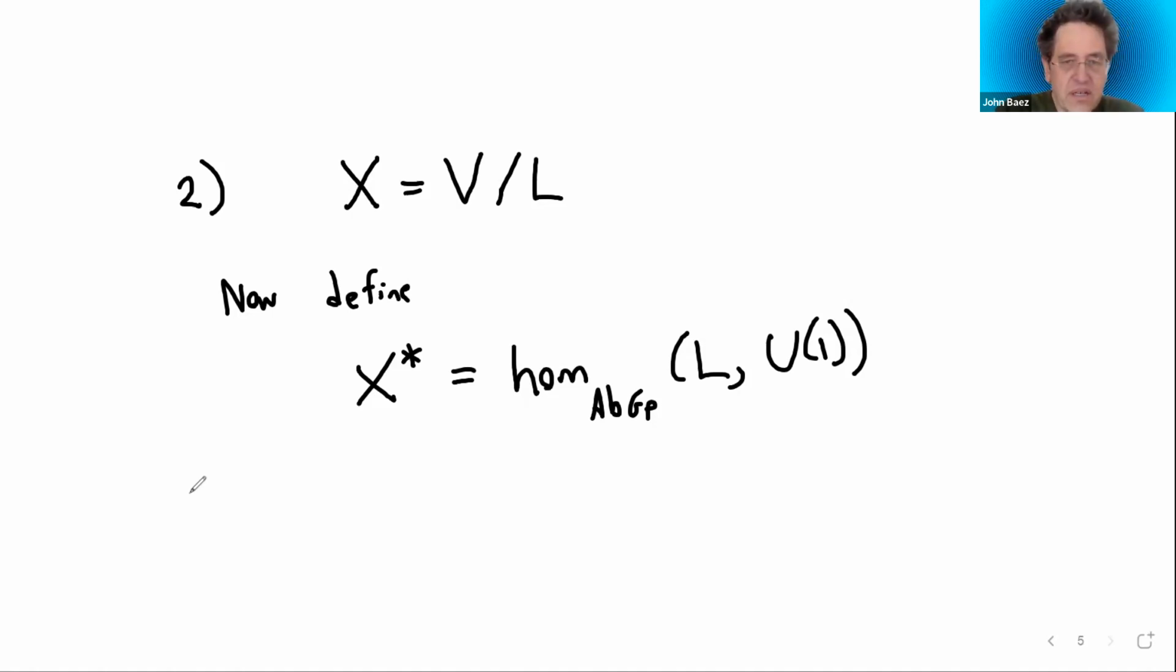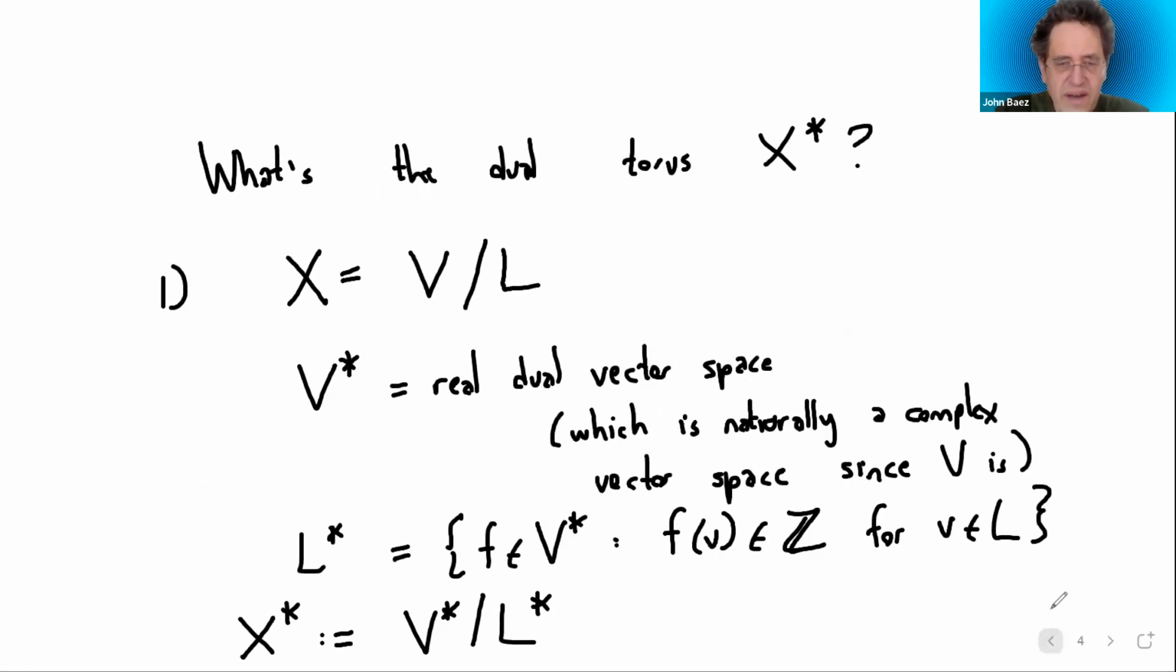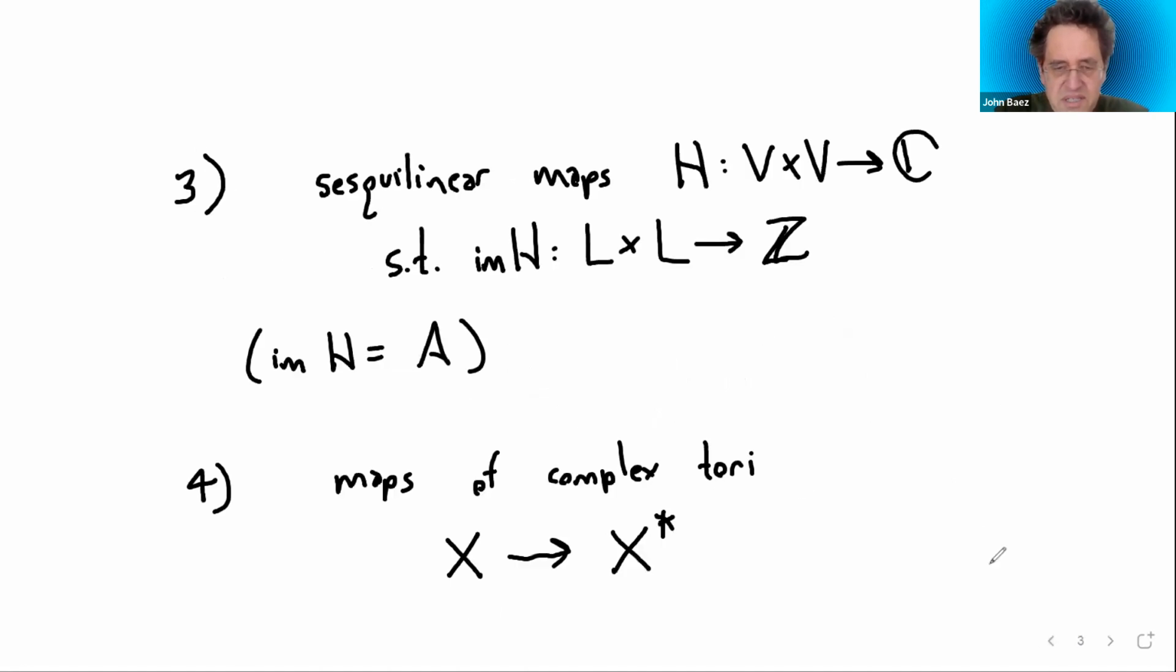What I will feebly attempt to explain is why. Why did I talk about this? Well, I brought in this dual torus because I had this claimed description of the Néron-Severi group in terms of the dual torus, involving the dual torus.